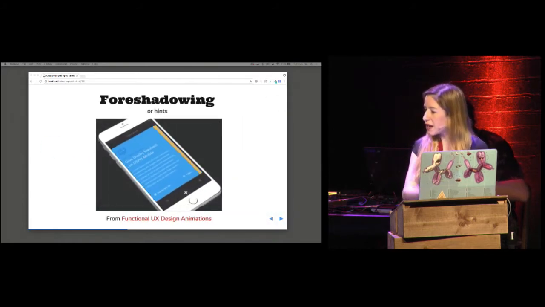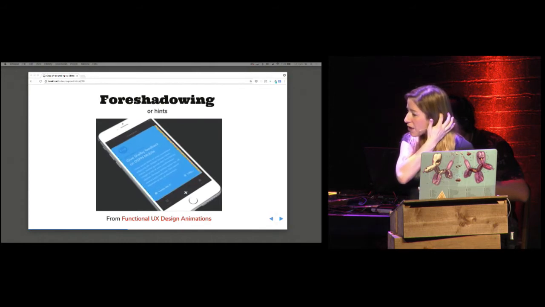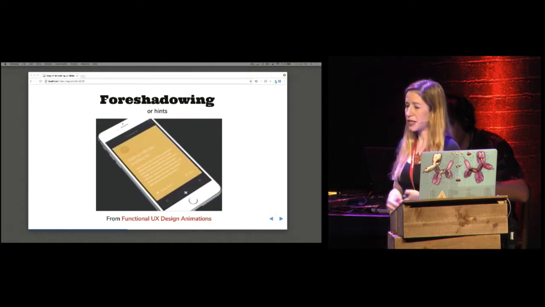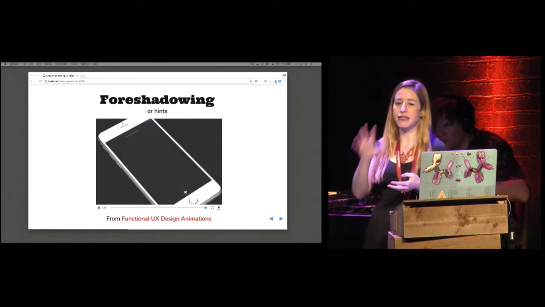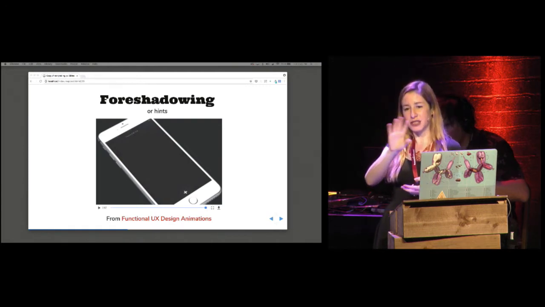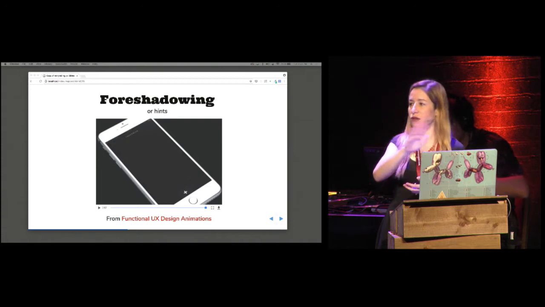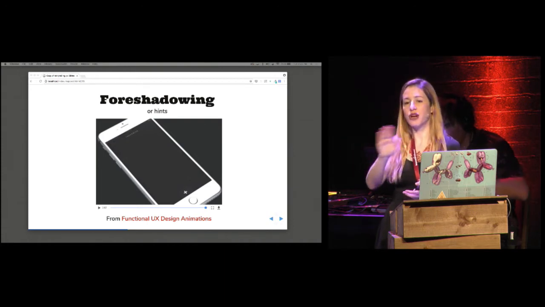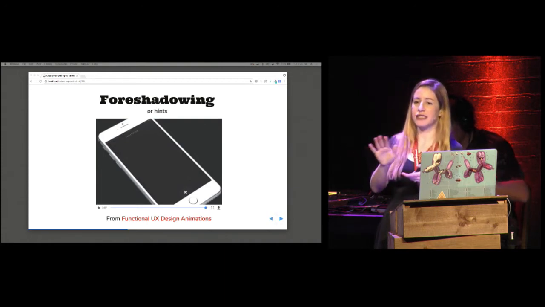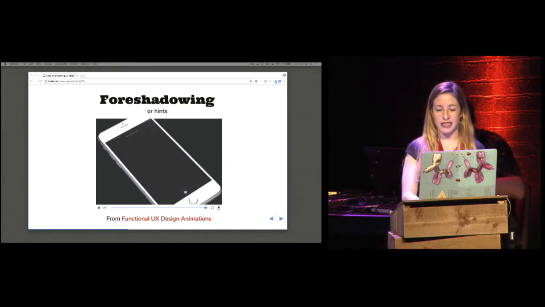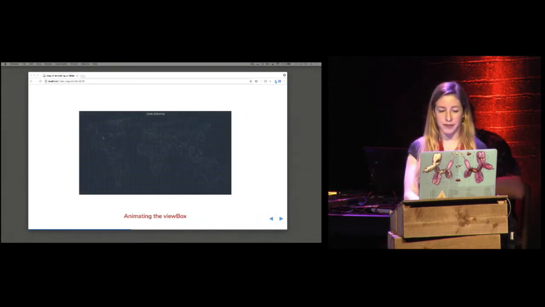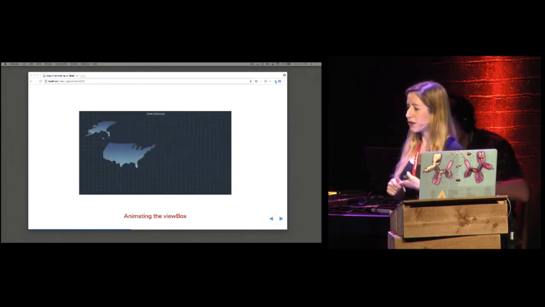So this was in Smashing Magazine from functional UX design animations, and one thing it illuminates is foreshadowing or hints. If you just saw that initial screen, you wouldn't necessarily know that you can toggle it back and forth. But if you show a little animation at the front, just to say, oh, you can knock it this way or you can knock it that way, then the user kind of gets an idea of what they can be doing.